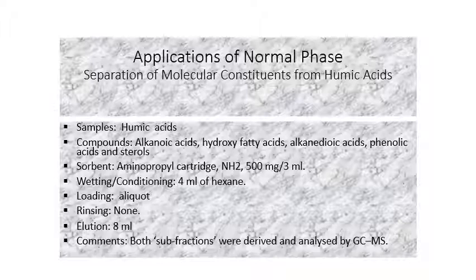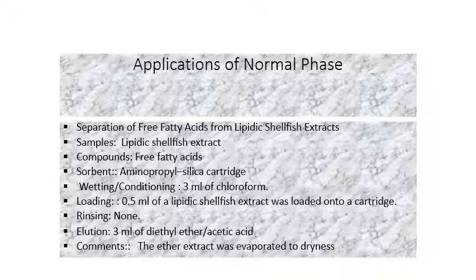Elution: 8 ml of dichloromethane isopropanol 2:1 volume by volume to obtain a neutral substance fraction, and then 8 ml of 2% acetic acid in diethyl ether to obtain an acid subfraction. Comment: both subfractions were derivatized and analyzed by gas chromatography mass spectroscopy. Then applications of normal phase.